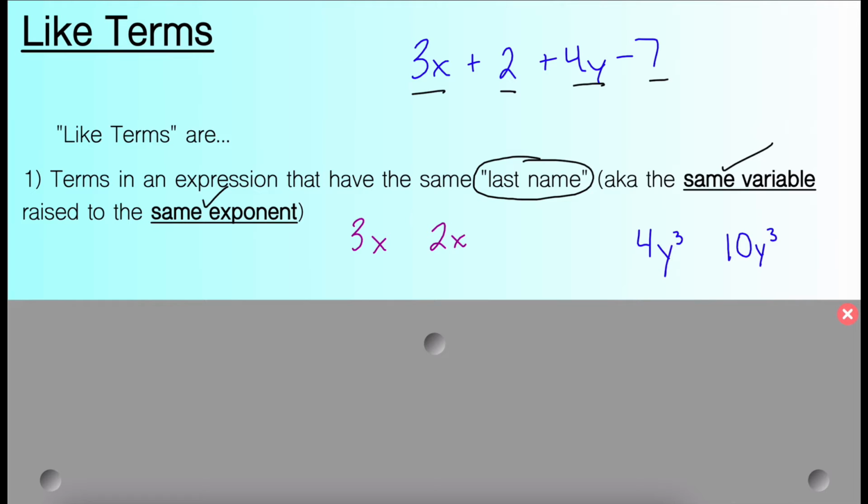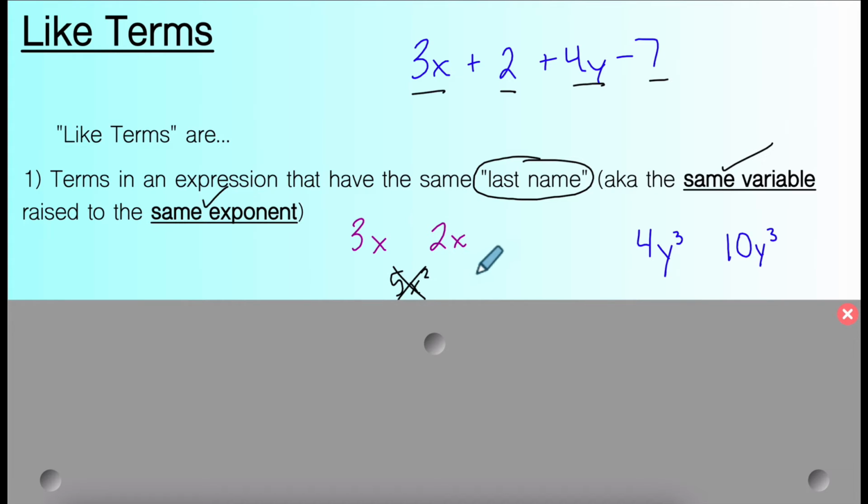Now let me give you an example of things that seem like they should fit but don't. What if I had 3x, 2x, and then 5x squared? You want to say, oh, those all fit, but they don't. Although they all have x as their variable, one of the x's has the exponent of 2 on it, so it's not quite a like term in the x family. That one doesn't count here.